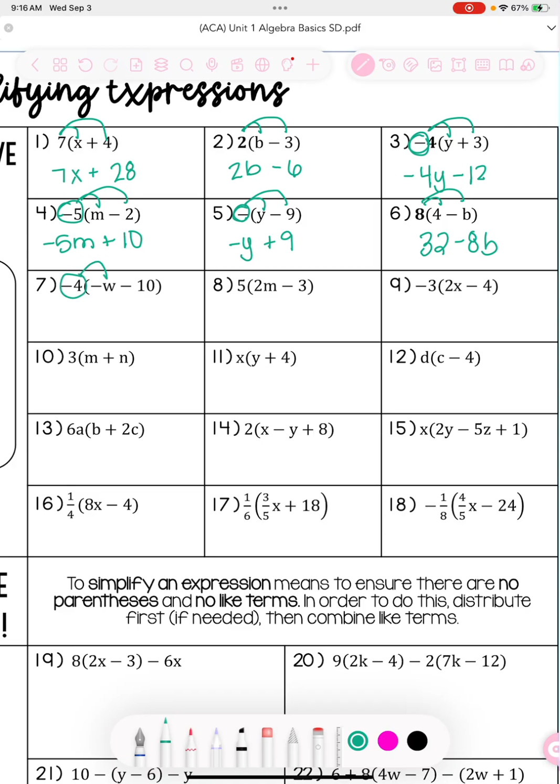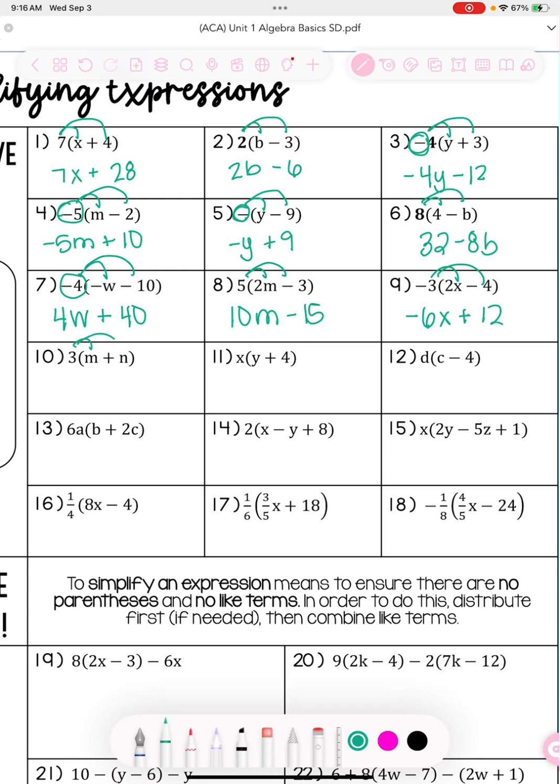Now we're taking this negative 4 into both of those. A negative times a negative gives us positive 4w. A negative times a negative gives us positive 40. Distributing this guy in, 10m minus 15. This is going to give us negative 6x plus 12.